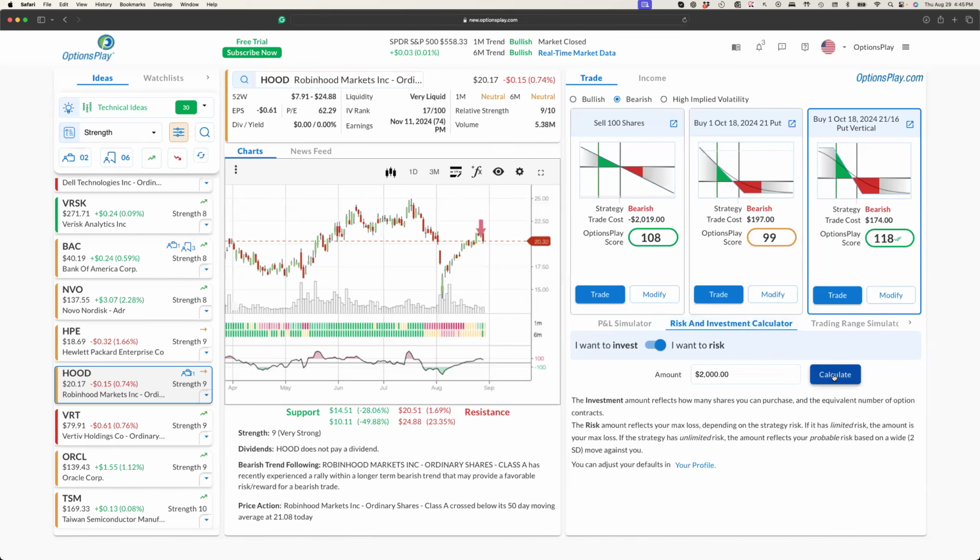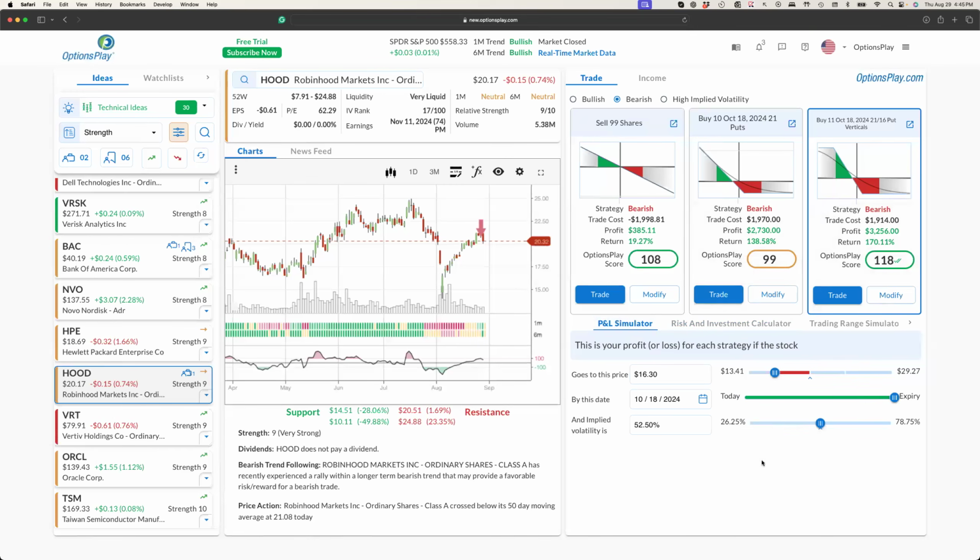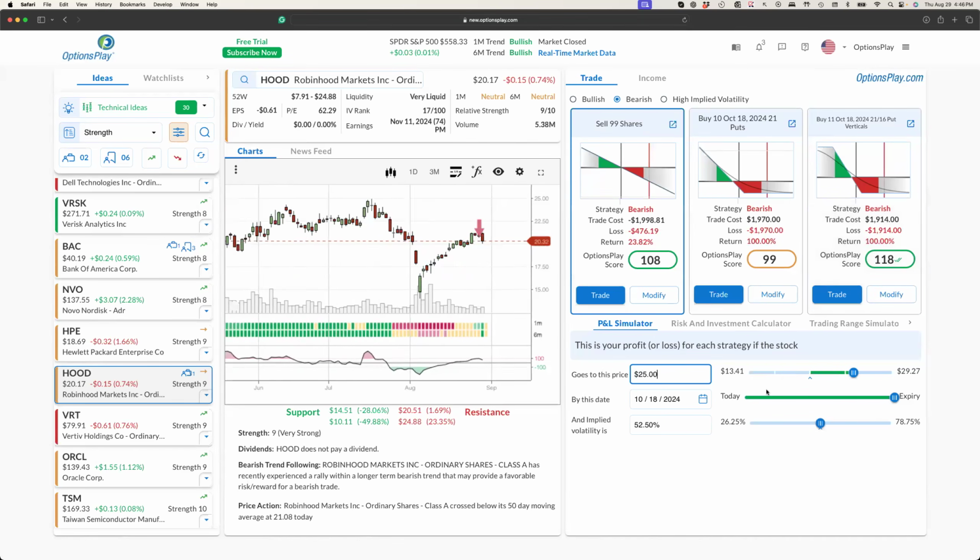We'll always use our risk and investment calculator first so that we calculate the appropriate number of contracts. Go back to the risk and investment calculator. If it reaches 16.50, I'm looking at about 128% return if I bought the put, and 158% return if I bought the put spread. Vice versa, if Robinhood continues its bullish trend and gets back up to 25, how much am I risking? I'm risking $475 if I short 100 shares of the stock, $1,900 if I bought the put option, $1,914 if I bought the put spread.